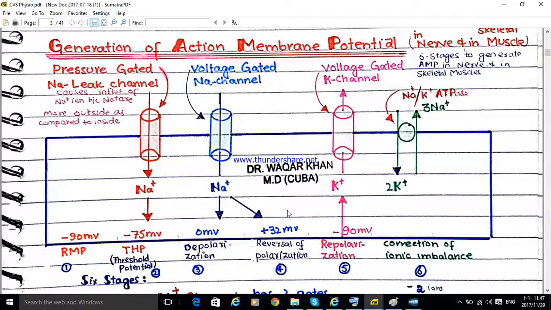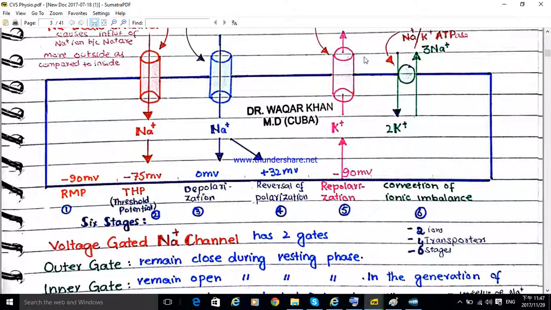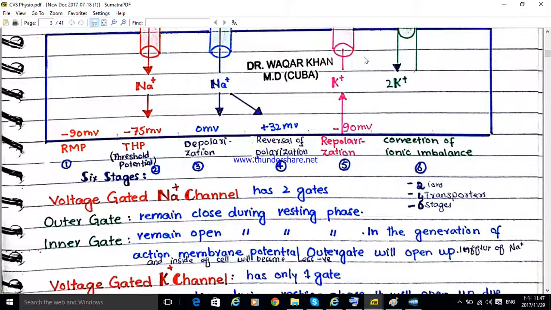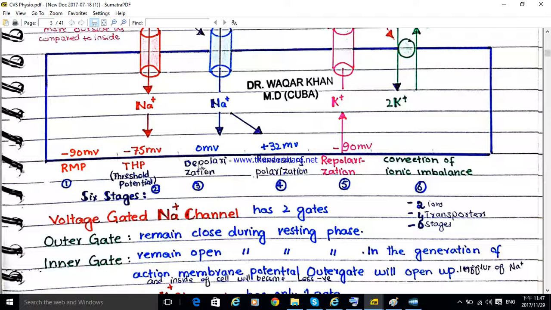So now, as we have discussed the generation of action membrane potential, the next step is to discuss it in detail. So next is the voltage gated sodium channel. Through this channel there will be an influx of sodium.